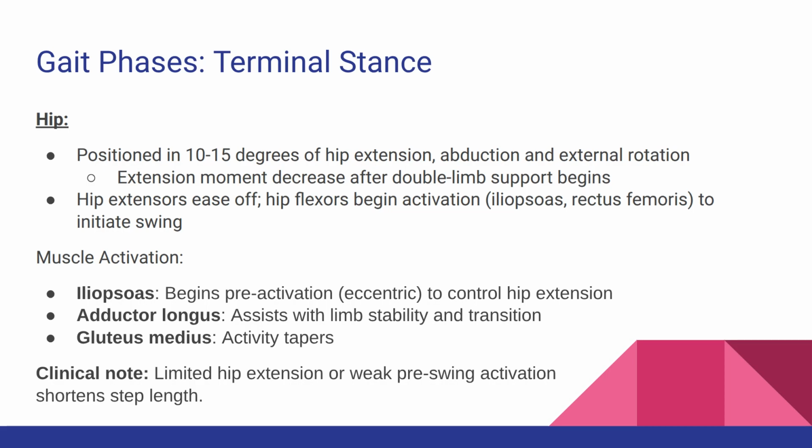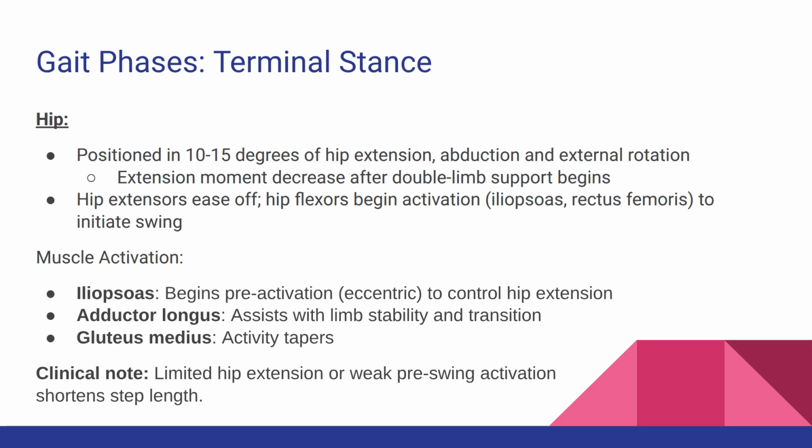Terminal stance is characterized by peak hip extension, typically 10 to 15 degrees. This phase is critical for step length, propulsion, and energy transfer. As the body moves forward over the stance limb, the hip reaches its maximal extension just before heel off of the contralateral limb.